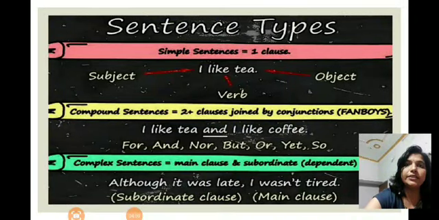Types of sentences: simple sentence, one clause. You will find only one main clause, meaning one subject, one verb, and one object. It is a set of one main clause.